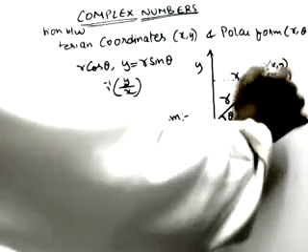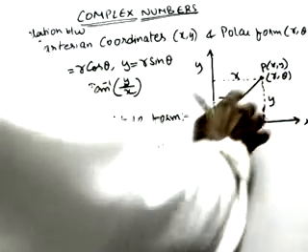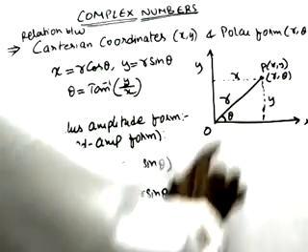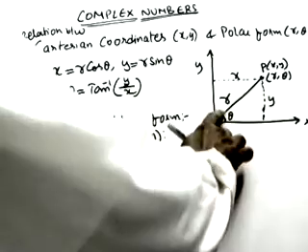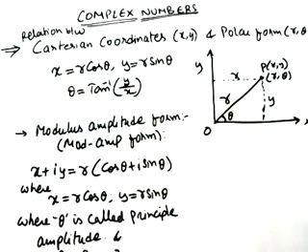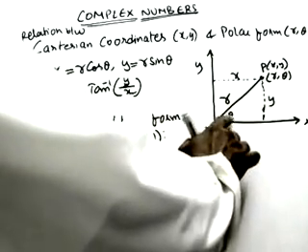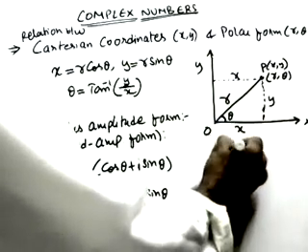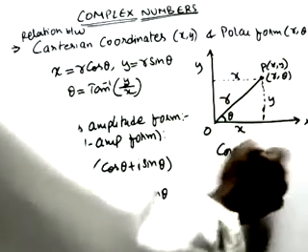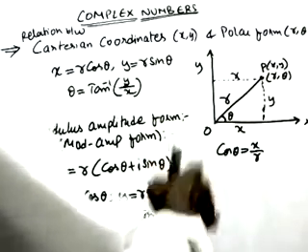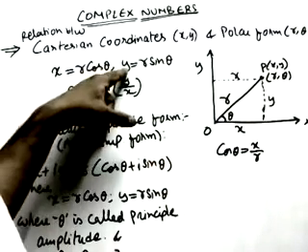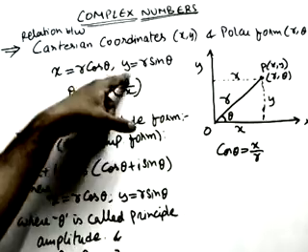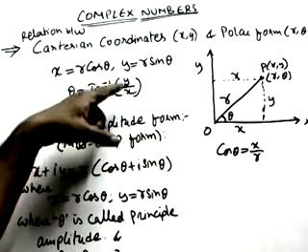So this point can also be written as (r, theta). R means the distance of the point from the origin, and theta means the angle of r with the x-axis. So you see, we can say that cos theta equals x by r. Bring this r here, so x will be r cos theta. In the same way, y will be r sin theta.